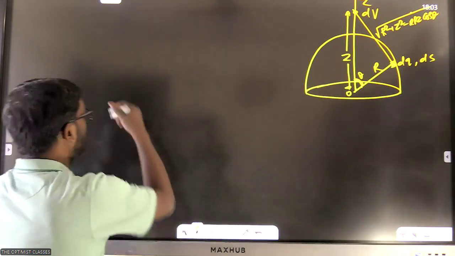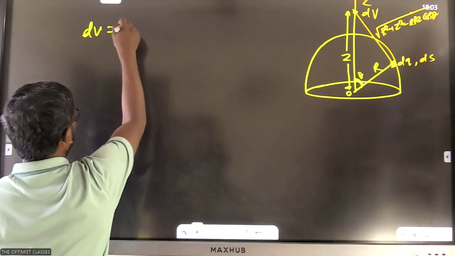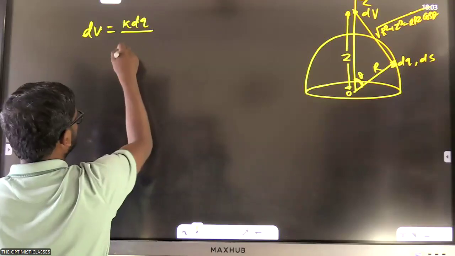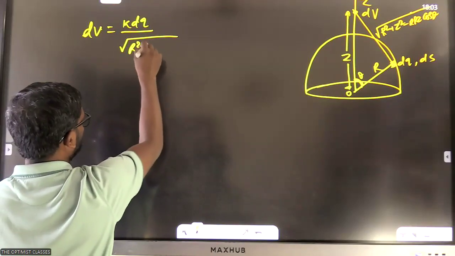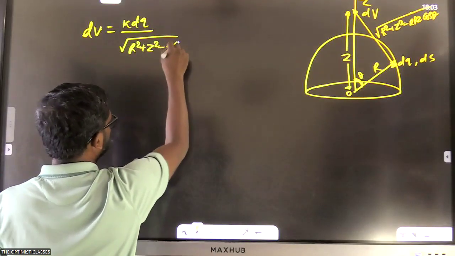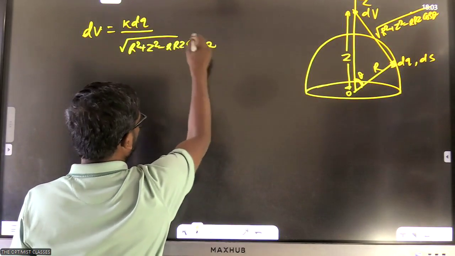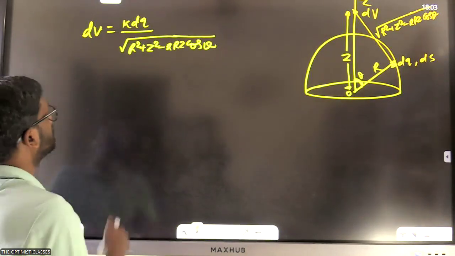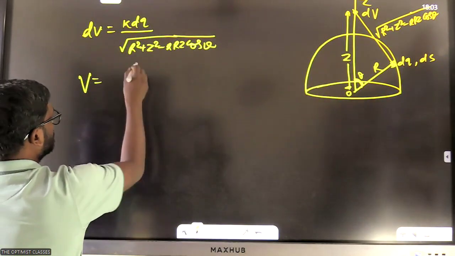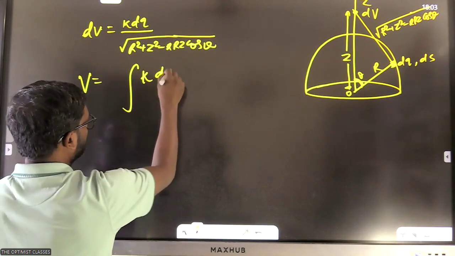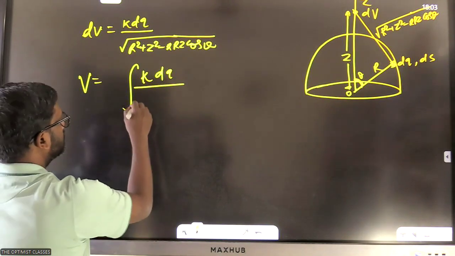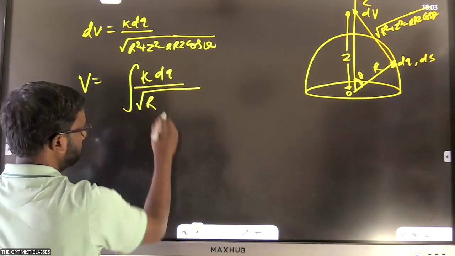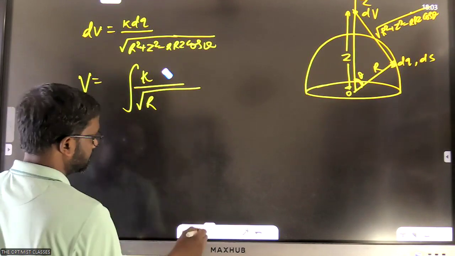Now you calculate dv. dv will be equal to k dq divided by the distance, so dv equals k dq divided by the square root of r square plus z square minus 2rz cos theta. That's the electric potential because of this element. Let's integrate it and calculate the total potential. Here, in place of dq we can write sigma ds.